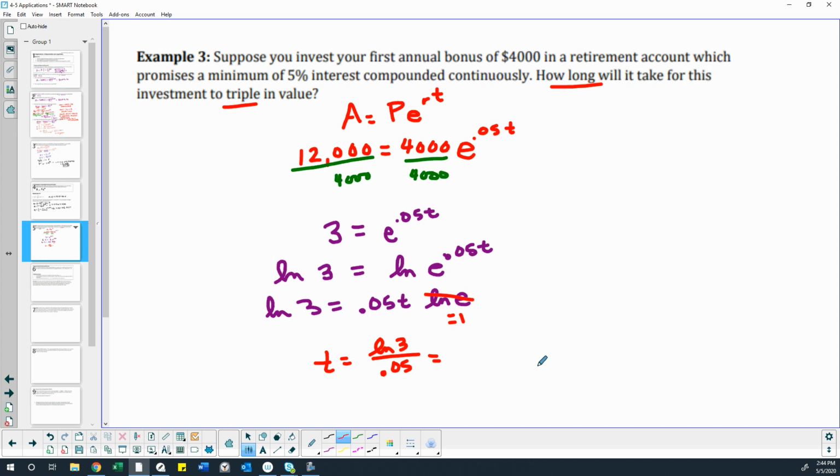Okay, so using my calculator, I get natural log of 3. Make sure you close the parenthesis if there is one that you need to close before you divide by the 0.05. This gave me 21.97, so approximately 22 years to triple that money in value.